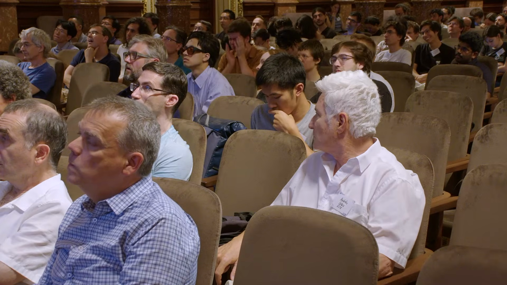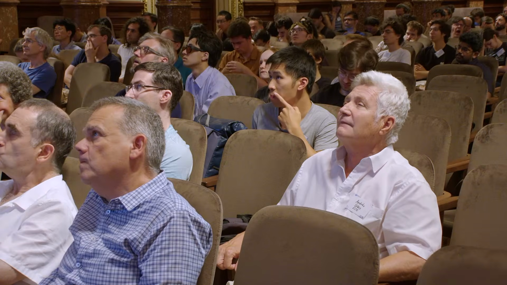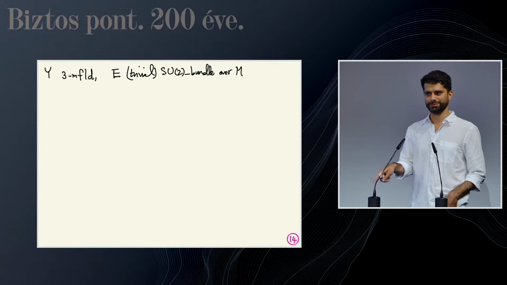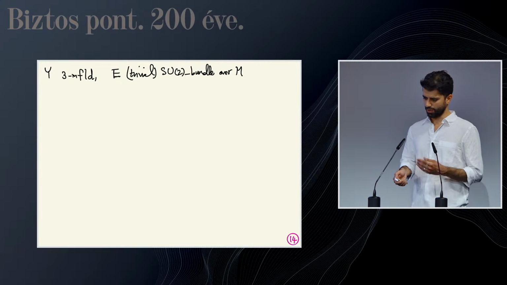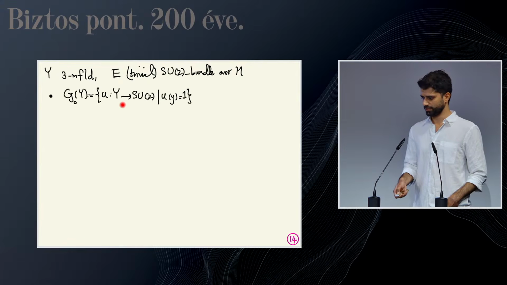All right, so now we want to go back to 3 manifolds. So let's say that you have a 3 manifold, and we want to do some gauge theory. You're going to see some words which already appeared in Tom and Peter's talk. So you want to do gauge theory on this 3 manifold, so you need a gauge group.